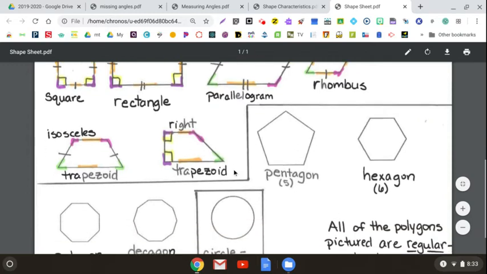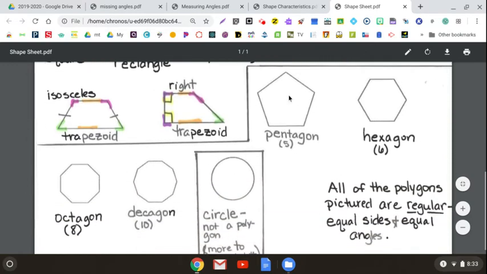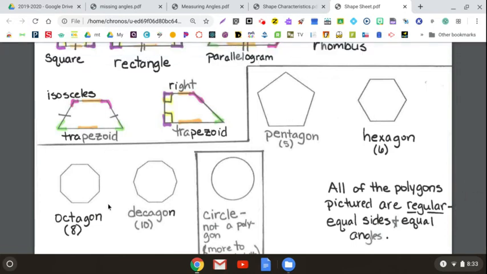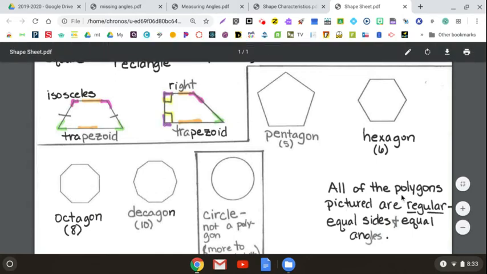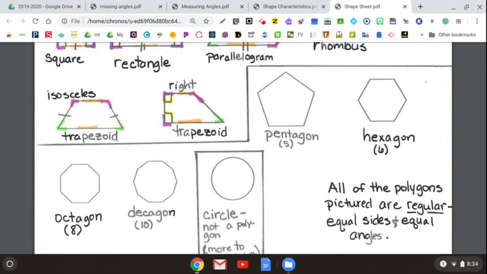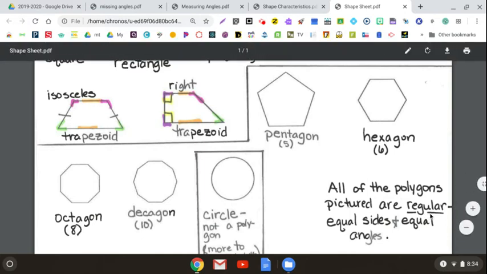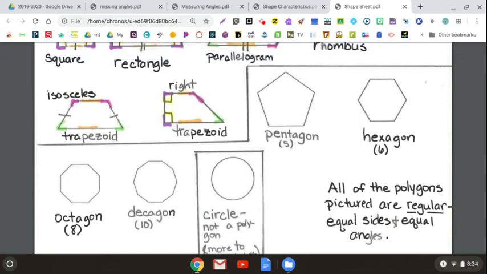Now we have a few more shapes down here at the bottom. We have a pentagon that has 5 sides, a hexagon that has 6, an octagon that has 8, and a decagon that has 10. All of these 4 shapes are polygons because they are closed and have straight sides. They are regular because they have equal sides and equal angles. You can have an irregular shape that has 5 sides. It's still a pentagon. That's your house shape, but it's not regular.